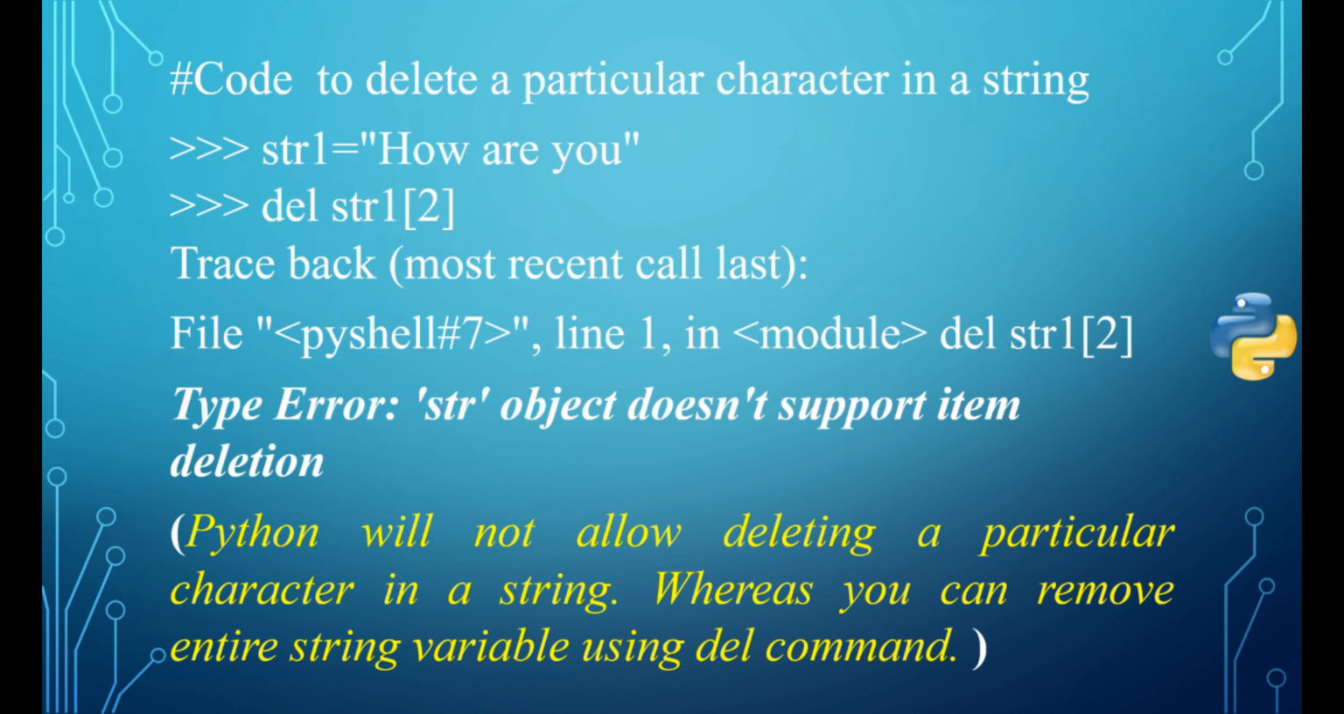Now here, code to delete a particular character in your string. str1 equal to "how are you", del str1 of 2. Traceback, most recent call last, in module del str1 of 2. TypeError: string object does not support item deletion. Python will not allow deleting a particular character in a string, whereas you can remove the entire string variable using the del command.